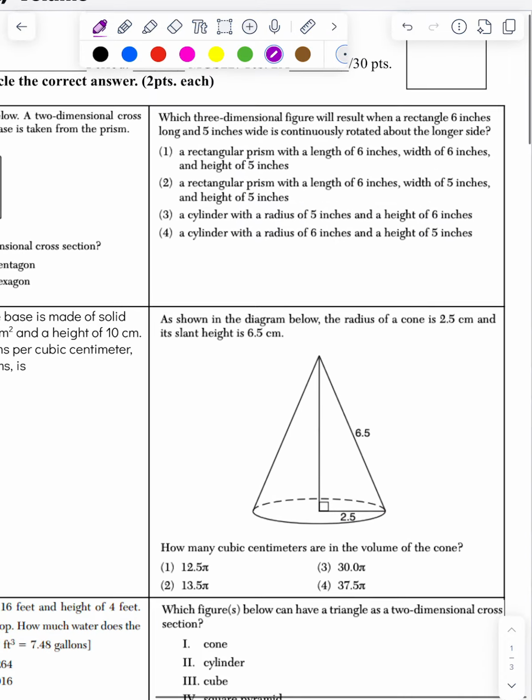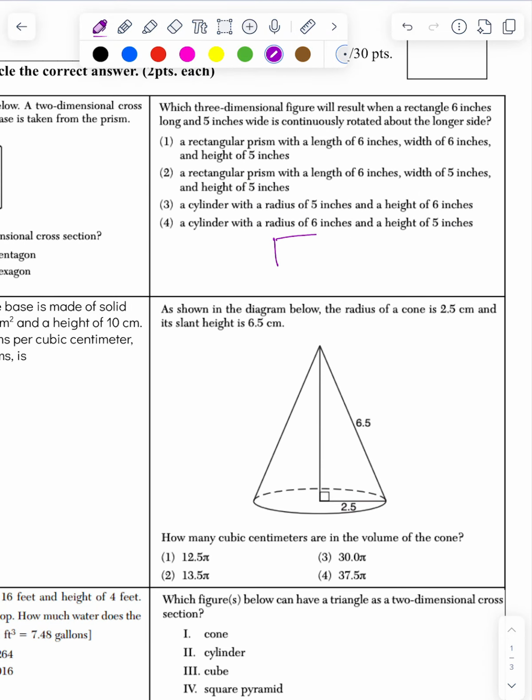For the next question, we are taking a rectangle that's 6 by 5, and we're rotating it around the longer side. We're going to see it on both sides. It's going to become circular. It's going to look like a cylinder. So that's between choices 3 and 4. And we can see that the radius is going to be 5 and the height is going to be 6. So that's answer choice number 3.